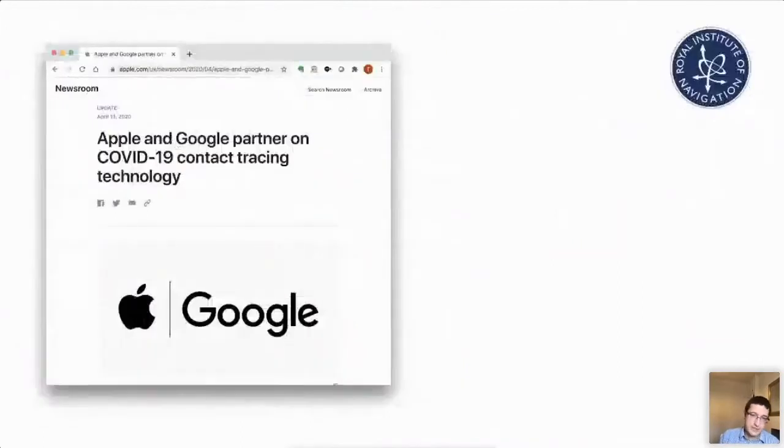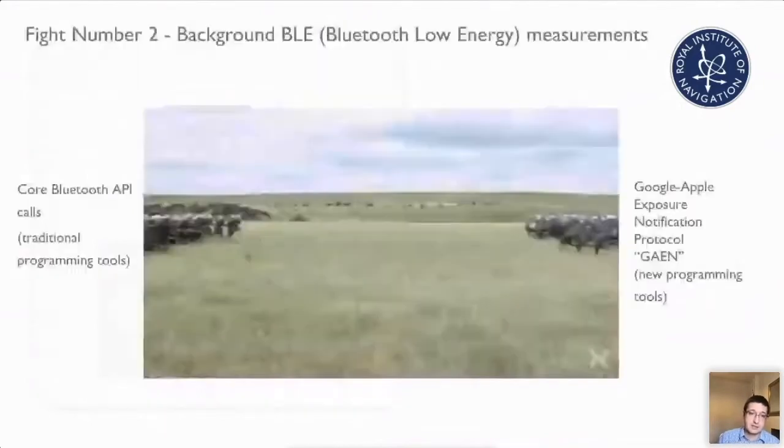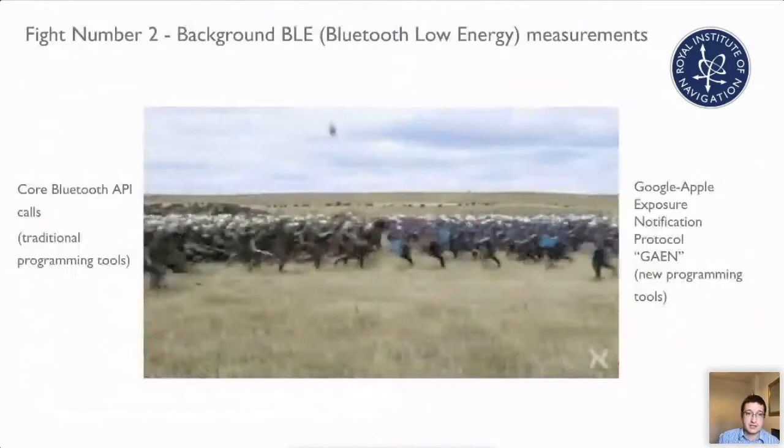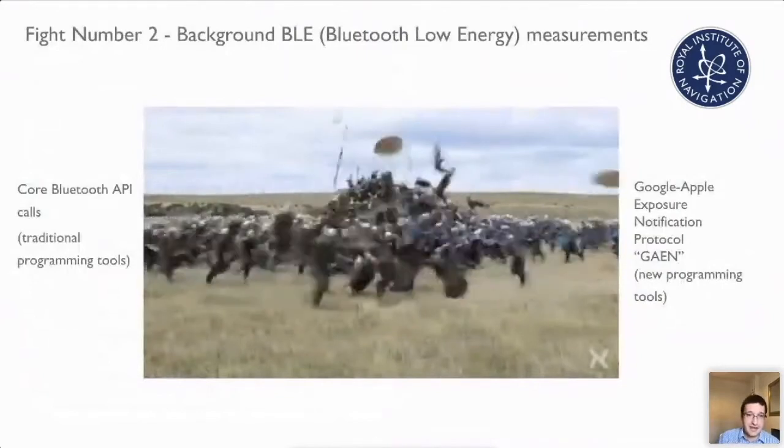Then in April, there was this announcement that a partnership was taking place between Apple and Google to try to aid with contact tracing. And to my knowledge, it was the first joint venture, if you like, between Apple and Google on some major new technology. So it's very exciting when it came about, but it's certainly not been without its challenges. And then the second fight broke out.